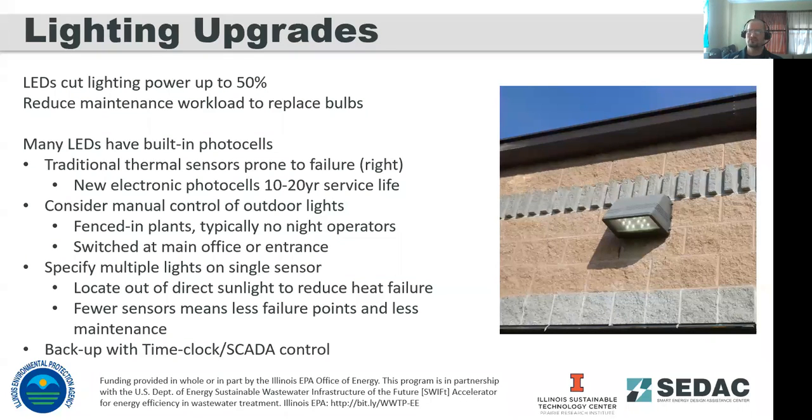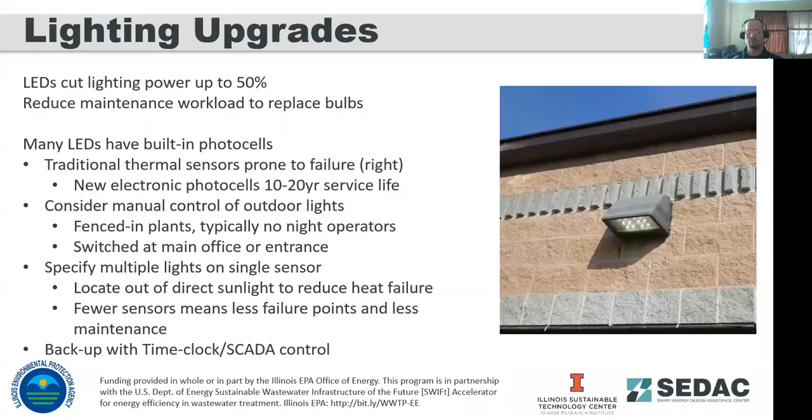There are new electronic photocells. They have a 10 to 20 year service life. It's a slightly different technology, but works the same way. It's just a photo eye attached to the fixture. But the lifespan of that photocell is going to match the lifespan of the bulb of the LED fixture. So when you're specifying LED lighting and upgrades to your lighting systems, one of the things to consider is that that photocell is specified to be one of the longer life units.